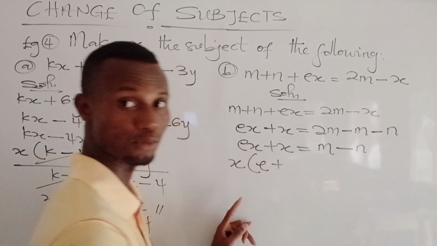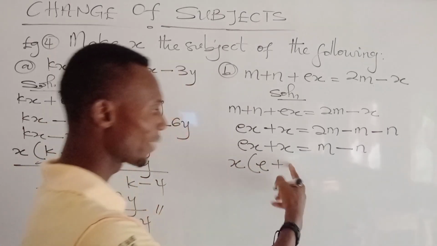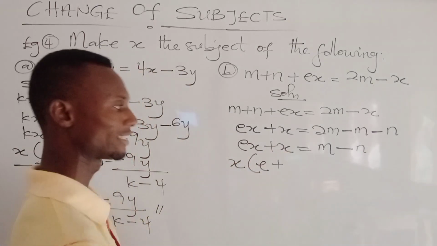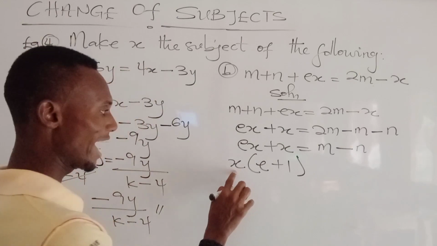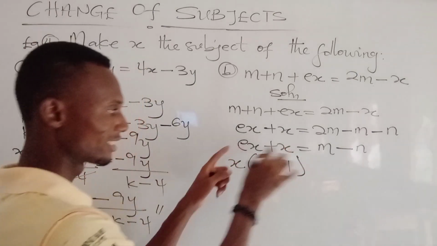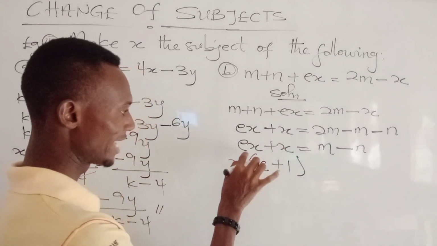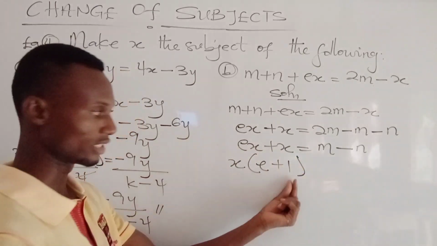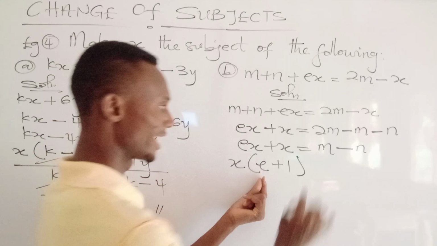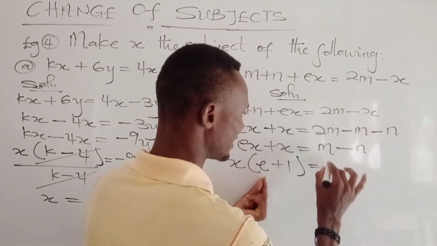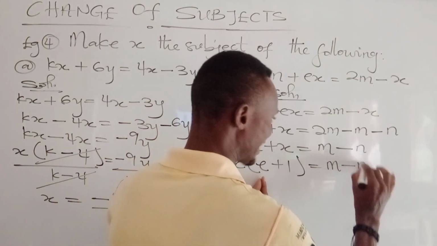You ask yourself the same question. What will I put here so that when I multiply it by the s, I'll get this s, which is here back, and that is going to be 1. So I have s into bracket e plus 1. That is you factorizing the es plus s. That is factorization. We factorize s out of it. So this is what we get. Bring your equal to, which is here, then repeat your m minus n.